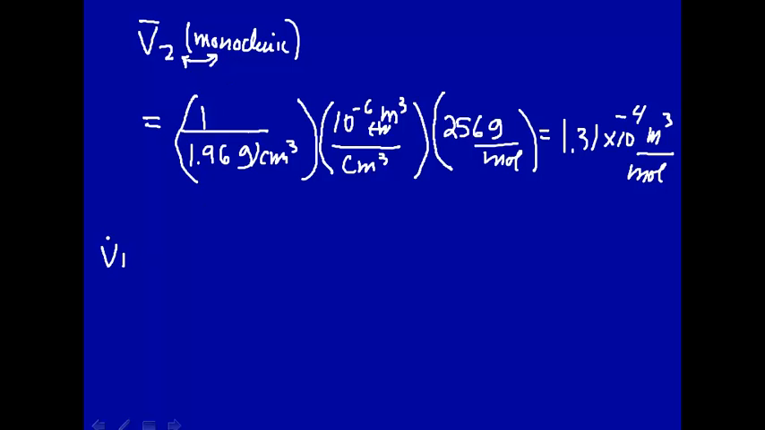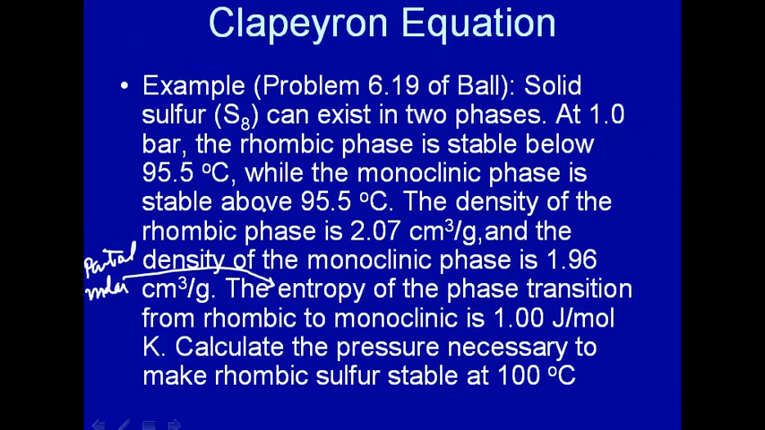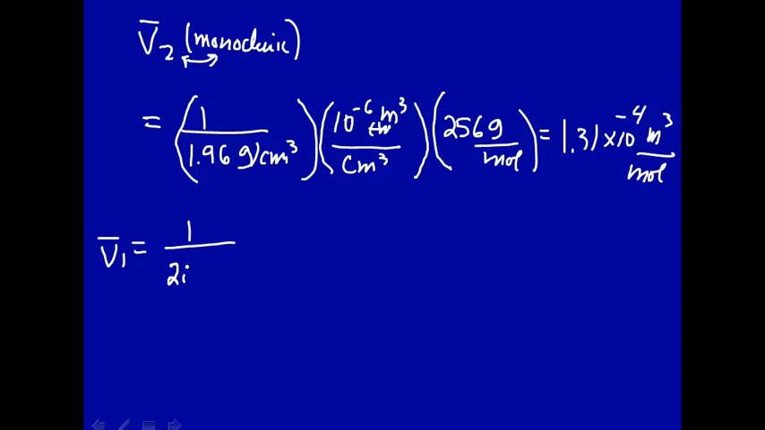Let's do that for the rhombic phase. That'll be 1 over the density of the rhombic phase. There's the density of the rhombic phase; we used the density of the monoclinic phase already. This would be 1 over 2.07 gram per centimeter cubed. We'll multiply this by 10 to the minus 6 meter cubed per centimeter cubed.